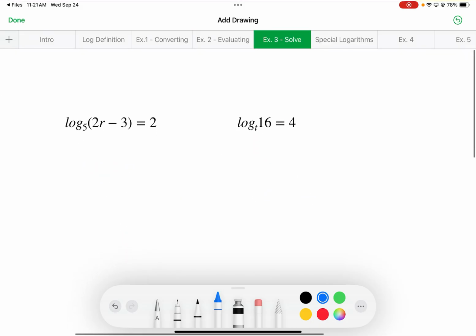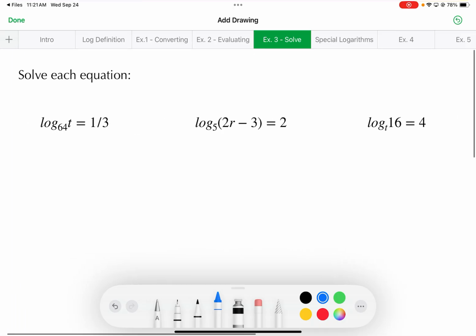All right, next we've got some logarithmic equations to solve here. Okay, log base 64 of t equals 1/3. So here it's a different part of the log that I'm solving for. I'm trying to solve for the argument here. Well, exponential form would be a good place to go. 64 to the 1/3 power equals t. That's the same as saying the cube root of 64, which is, of course, 4.